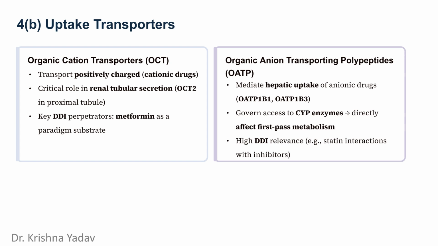Uptake transporters include organic cation transporters, or OCTs, and organic anion transporting polypeptides, or OATPs. OCTs transport positively charged drugs and are critical for renal tubular secretion. OATPs mediate the hepatic uptake of anionic drugs and directly affect first-pass metabolism.